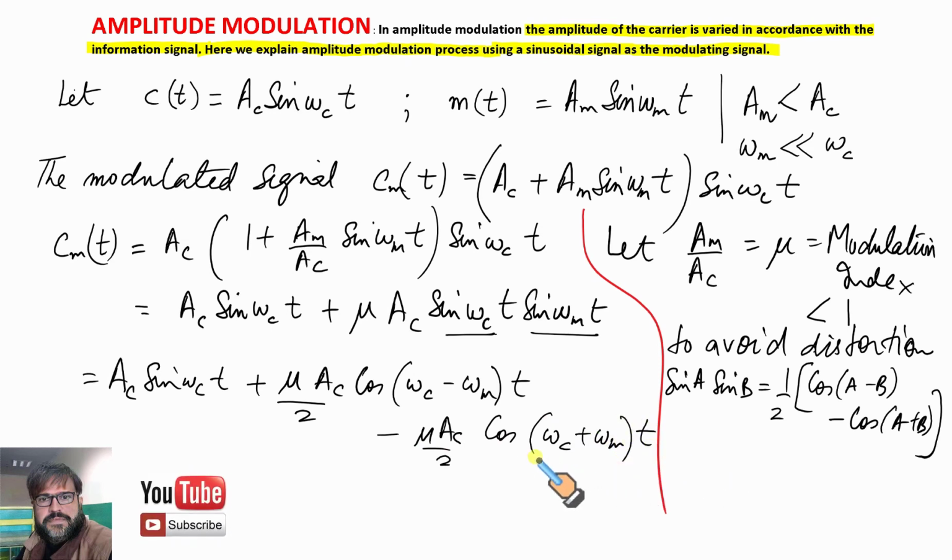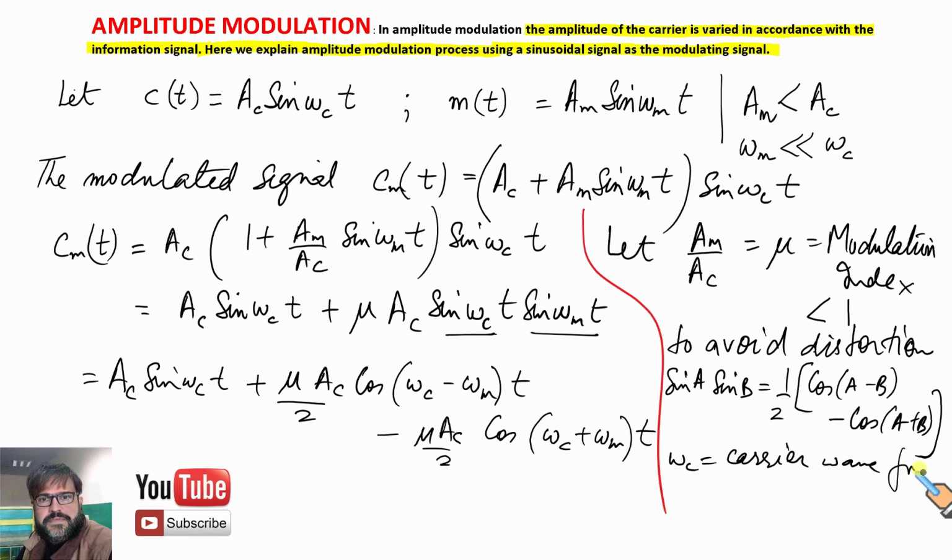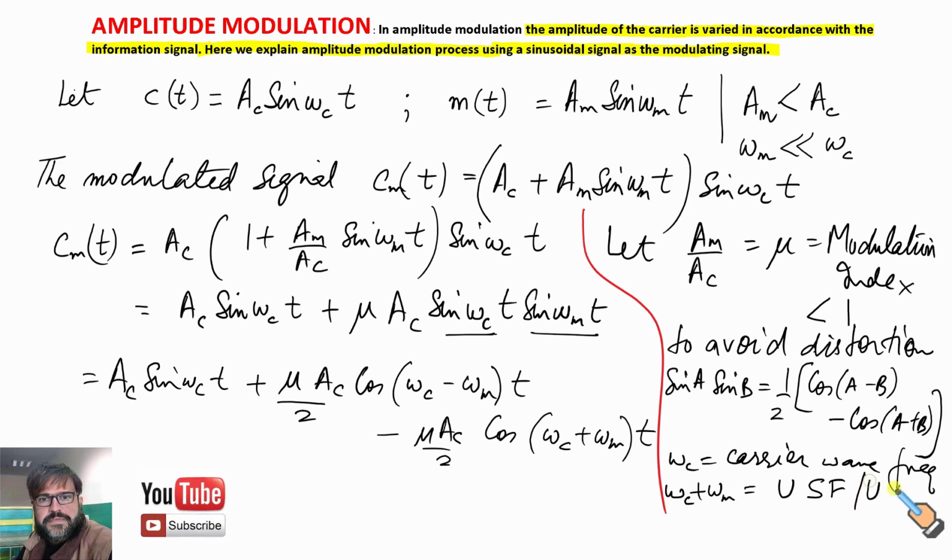where omega C is the carrier wave frequency. Omega C plus omega M is called the upper side frequency or upper side band. Omega C minus omega M is the lower side frequency or lower side band.